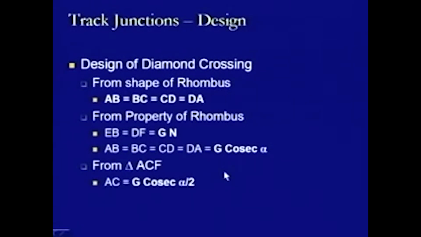And from triangle ACF, AC is equal to G cosec alpha by 2. Similarly, BD is given as 2BC sine alpha by 2. So, just by the simple geometry of the triangles and the rhombus, we can compute all the components of any diamond crossing.